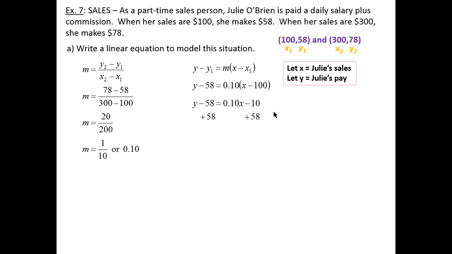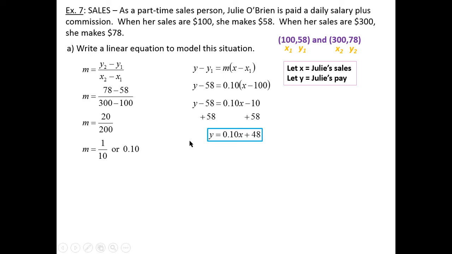And then we'll have to add 58 to each side, and that'll get y all by itself on the left side. So then we'll have negative 10. We'll add 58 to it. And then we have y equals 0.10x plus 48. And that's our final answer. That gives us slope-intercept form of the linear equation, which models the situation of Julie O'Brien's pay based on her daily salary and commission.